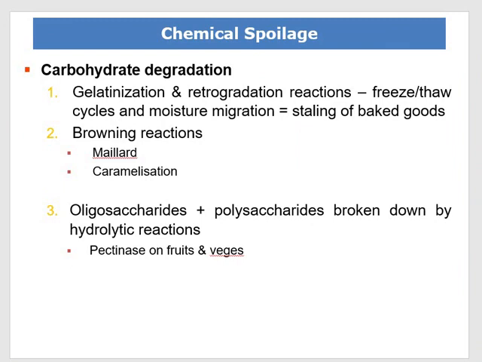Of other chemical reactions that are actually involved in carbohydrate degradation will be gelatinization and retrogradation of starch, which usually happens during freeze-thaw cycles, whereby there's moisture migration, especially in bread, whereby the moisture moves from the crumb of the bread to the crust, and then it actually dries out. So that happens not only in bread, but in baked goods, and it's known as staling.